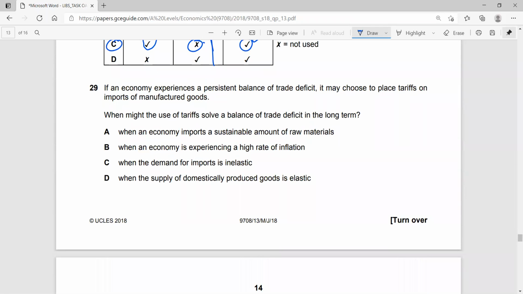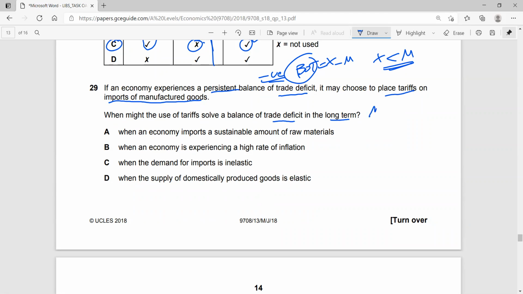If an economy experiences a persistent balance of trade deficit, the balance of trade is export revenue minus import expenditure. And if it's a deficit, export revenue should be less than import expenditure, so since import expenditure is a negative one, the overall balance of trade is negative, because it's in a trade deficit. It may choose to place tariffs on imports of manufactured goods. When might the use of tariffs solve a balance of trade deficit in the long run?